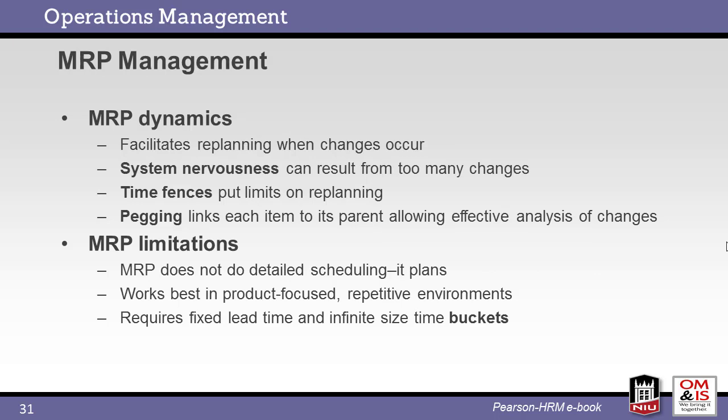Operating an MRP system requires care. If planning occurred once, the process would be very straightforward. Unfortunately, change occurs. Frequent changes can cause instability and create system nervousness. Plus, if the production floor sees a continuous stream of changes, they may spend too much time reacting to change rather than producing product. To control this problem, time fences and pegging are added.